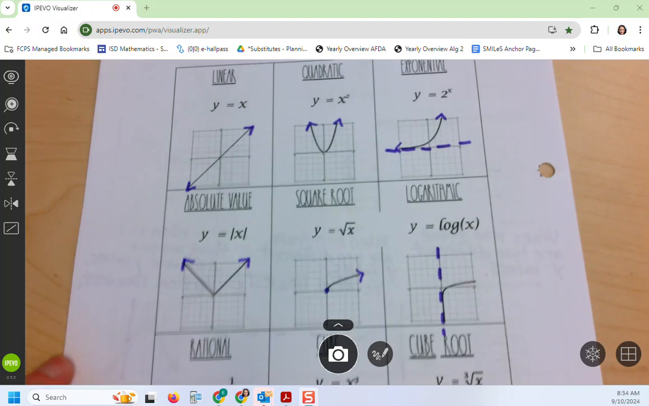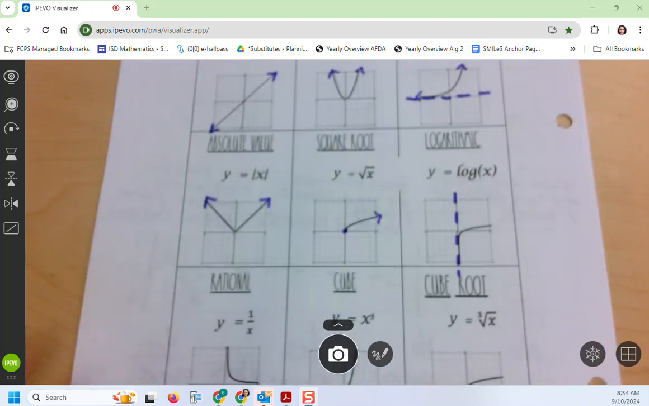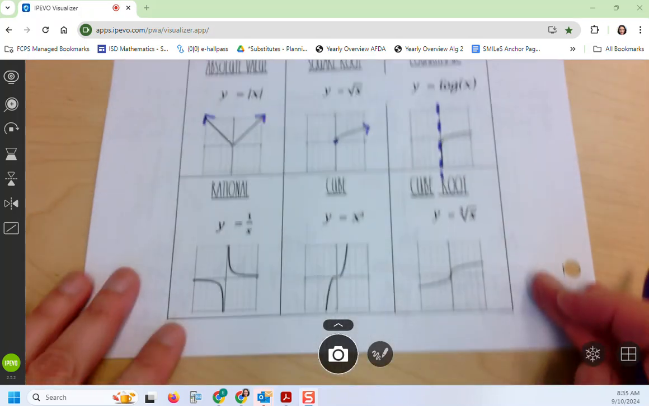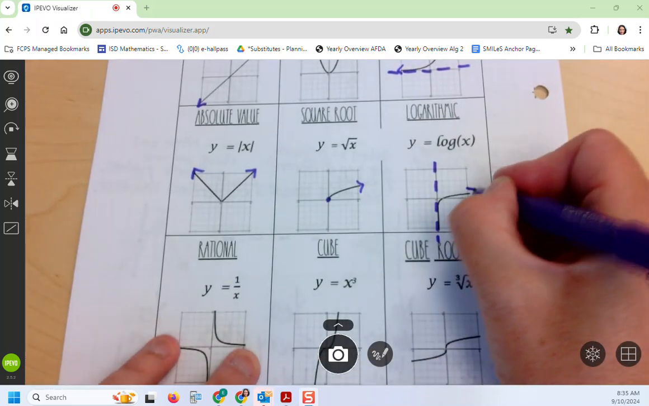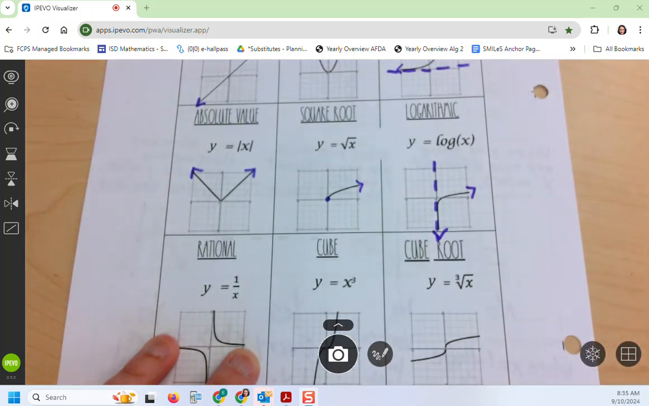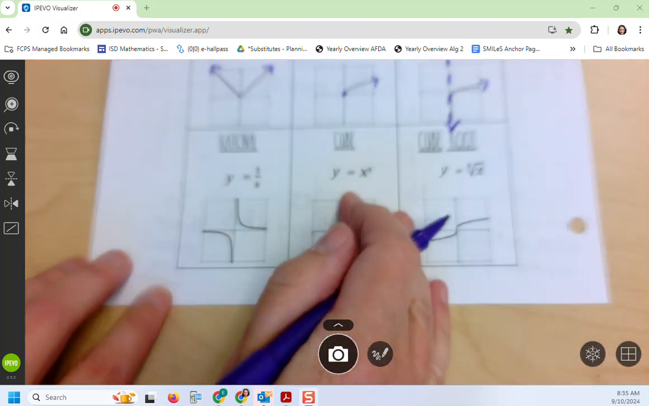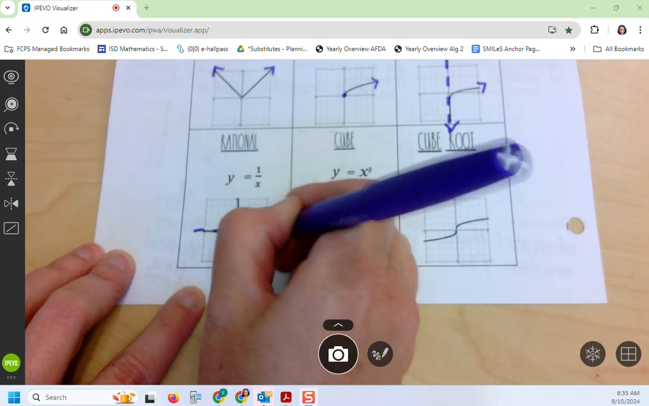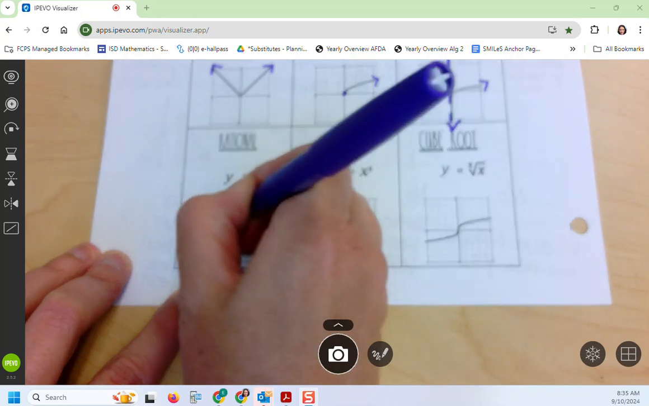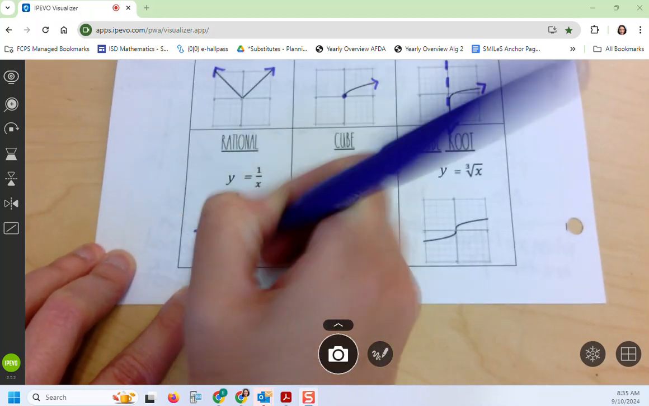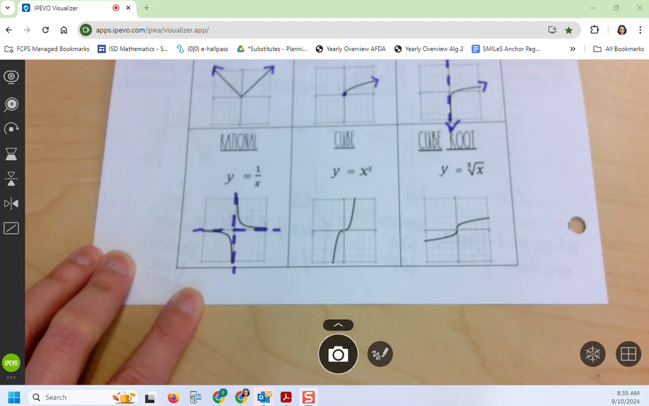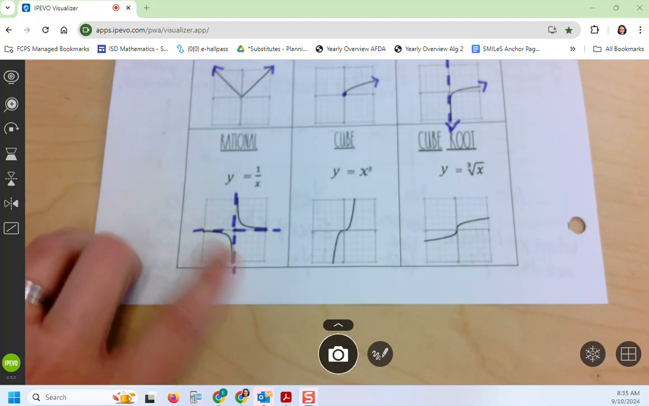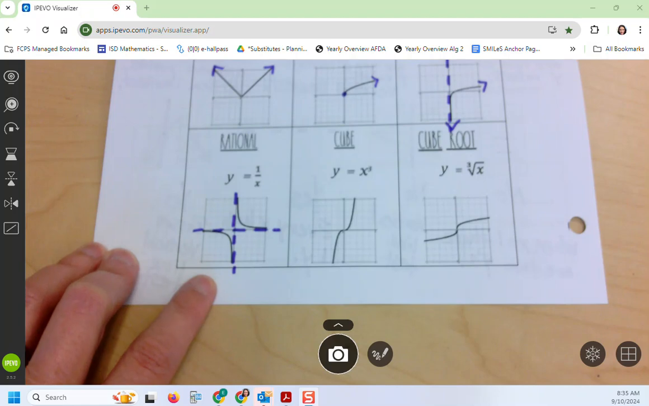And then the rational function has two asymptotes. So the rational function is going to have, oh, I never put the arrows on the logarithm. So the logarithm does have arrows on both ends. The rational function has two asymptotes. It's going to have a horizontal asymptote and a vertical asymptote. And when we study rational functions in depth much later in the year, you're going to find some more interesting things about those asymptotes. It can have more than one vertical asymptote, all kinds of fun things.